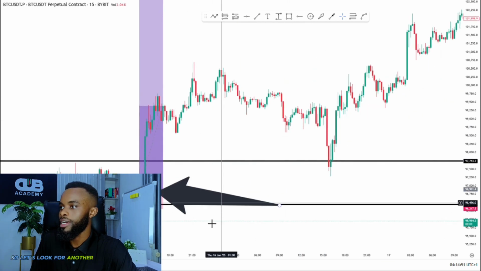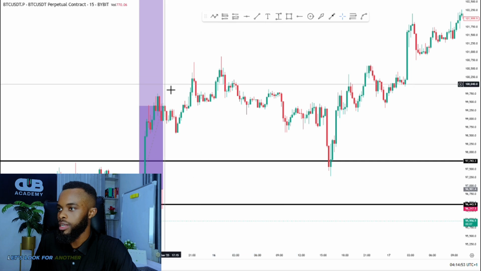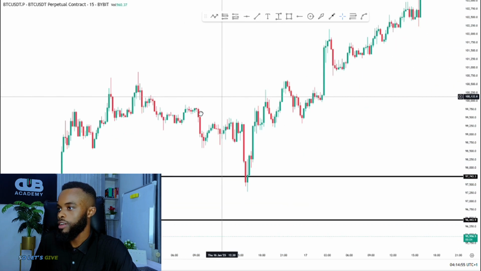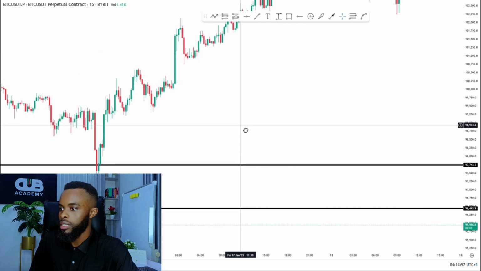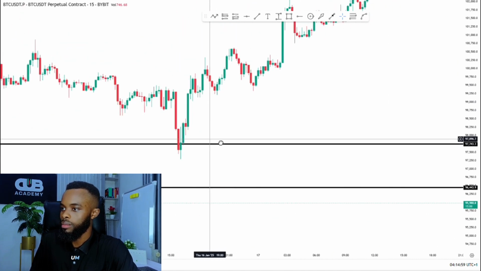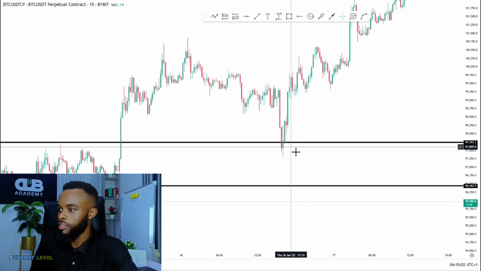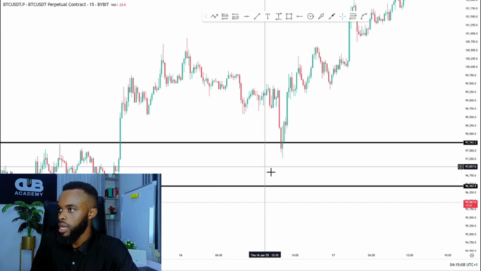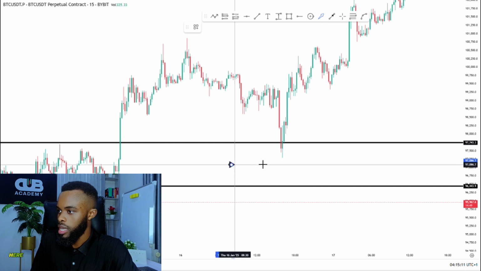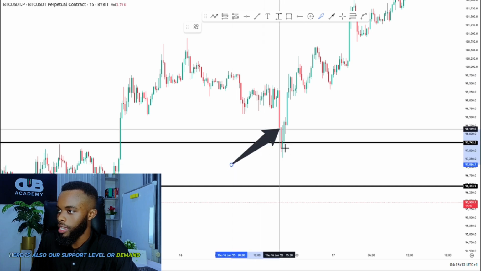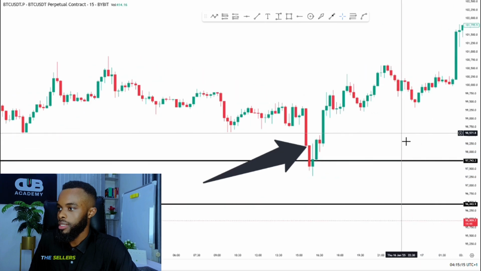So let's look for another example right here. This is also a support level or demand level right here. On this spot is also our support level, or demand level. As you can see, the sellers took over.